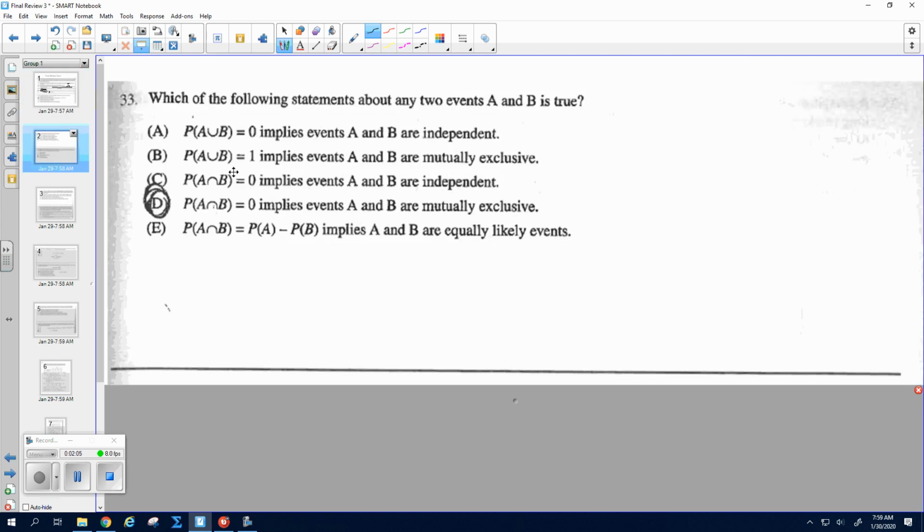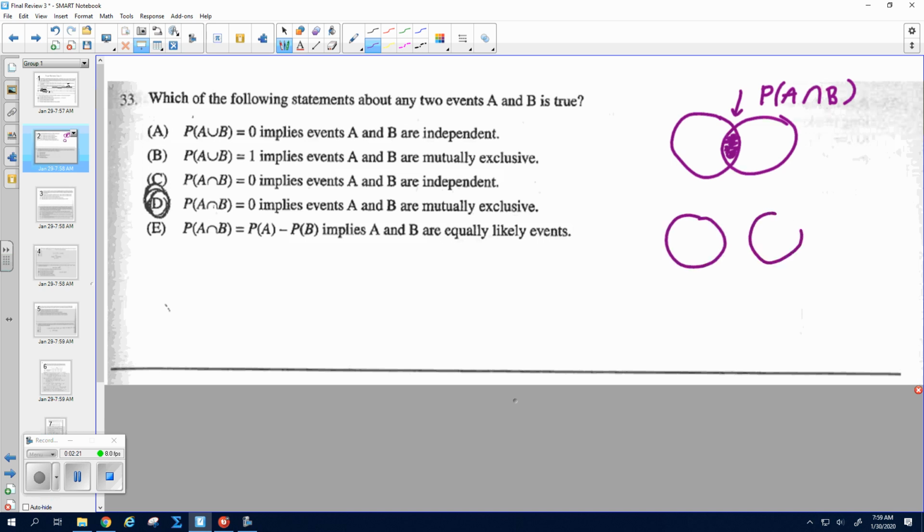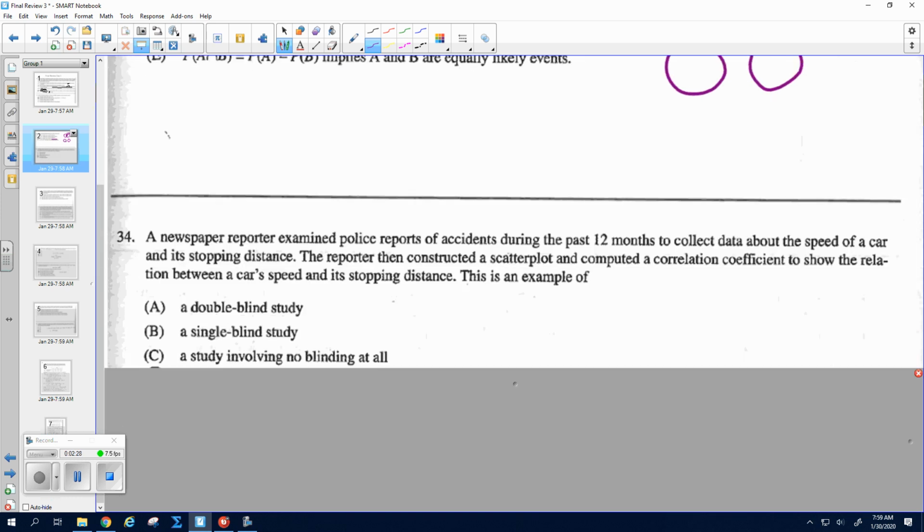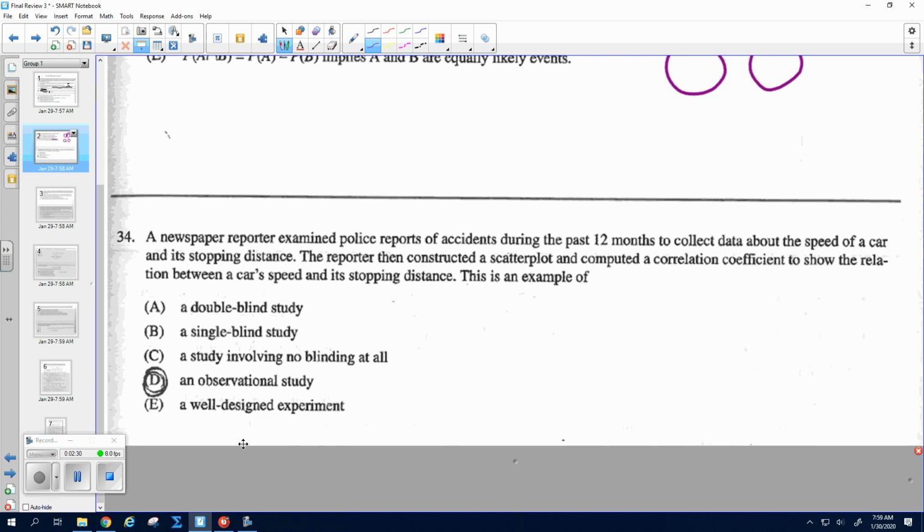33 is D. So if you think about a Venn diagram, this right here represents the overlap, the probability of A intersect B. All right, if this is 0, that means there's no overlap, which means they are mutually exclusive. So it is D. Okay, number 34 is D.